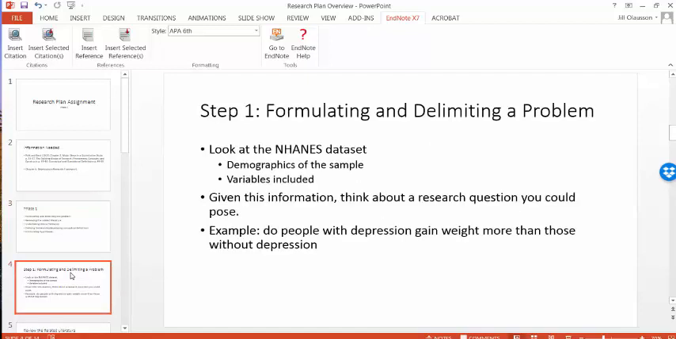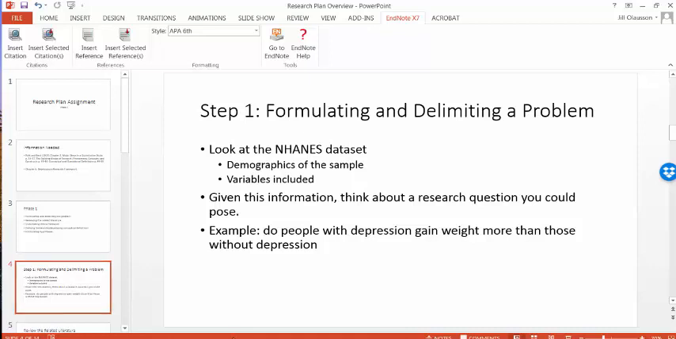So the first step in looking at the problem is to look at the NHANES data set. We did this last week. You looked at the variables and named what their levels of measurement were, and you looked at the demographics of the sample. So this gave you some clear ideas on who was in the sample and the information that was available. With this information, you can think about a research question that you can pose.